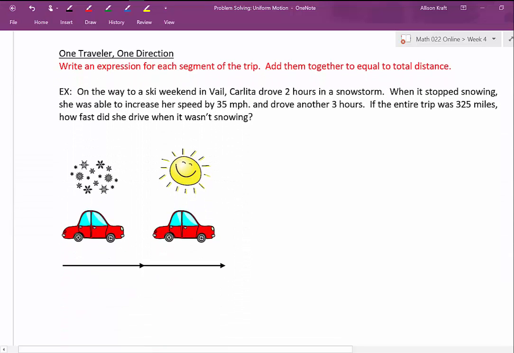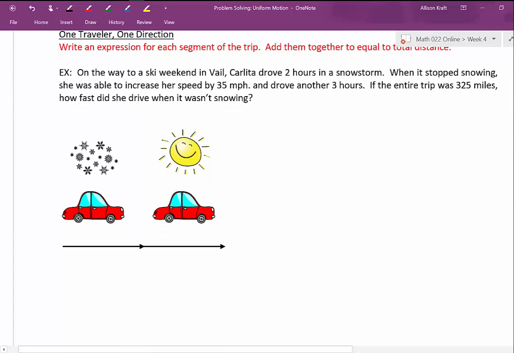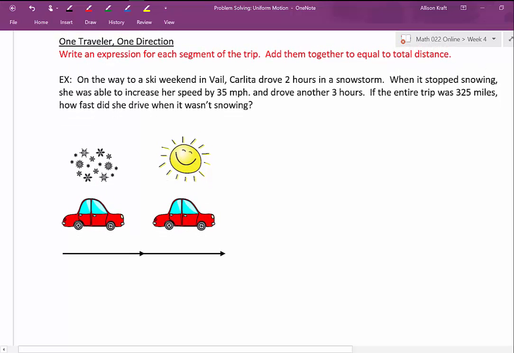Now let's take a look at one traveler going in one direction. On the way to a ski weekend in Vail, Carlita drove 2 hours in a snowstorm. When it stopped snowing, she was able to increase her speed by 35 miles per hour and drove another 3 hours. If the entire trip was 325 miles, how fast did she drive when it wasn't snowing?